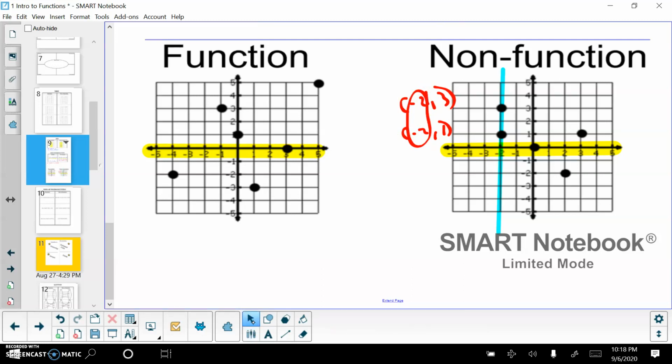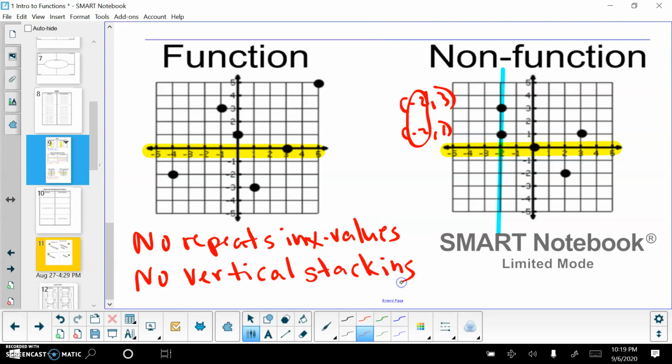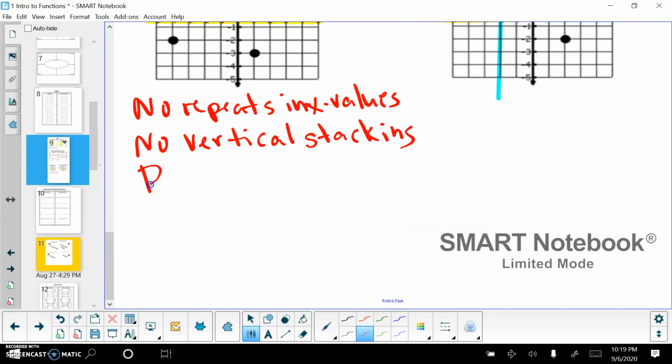If you're just looking at the graph, what you're looking to see is, do the dots stack one on top of the other? If they stack one on top of the other, they're on the same vertical line, then they've repeated the x value, and then that makes it not a function. So once again, no repeats in x. And the way that that might look on a graph, if you're looking for the repeats in the x values, you're looking for no vertical stacking. And some people say that it passes the vertical line test.